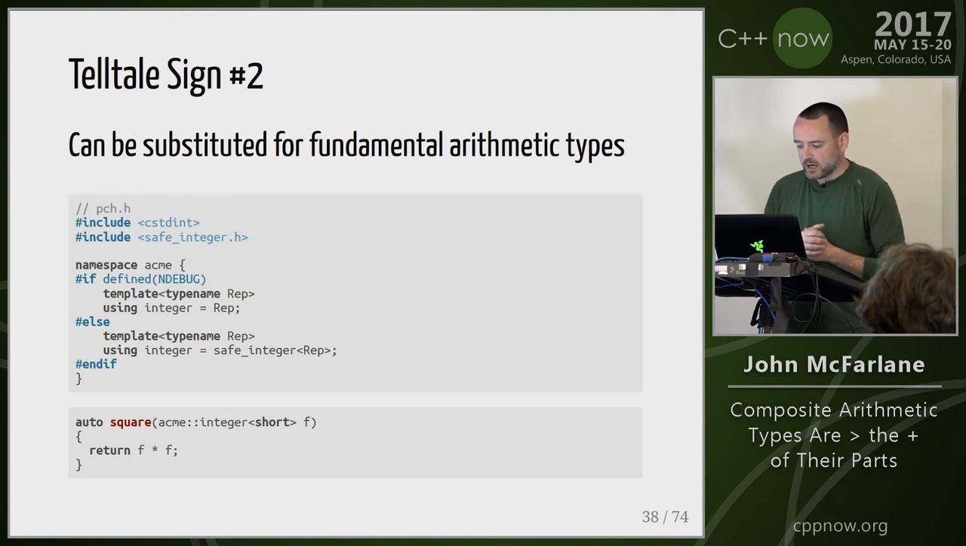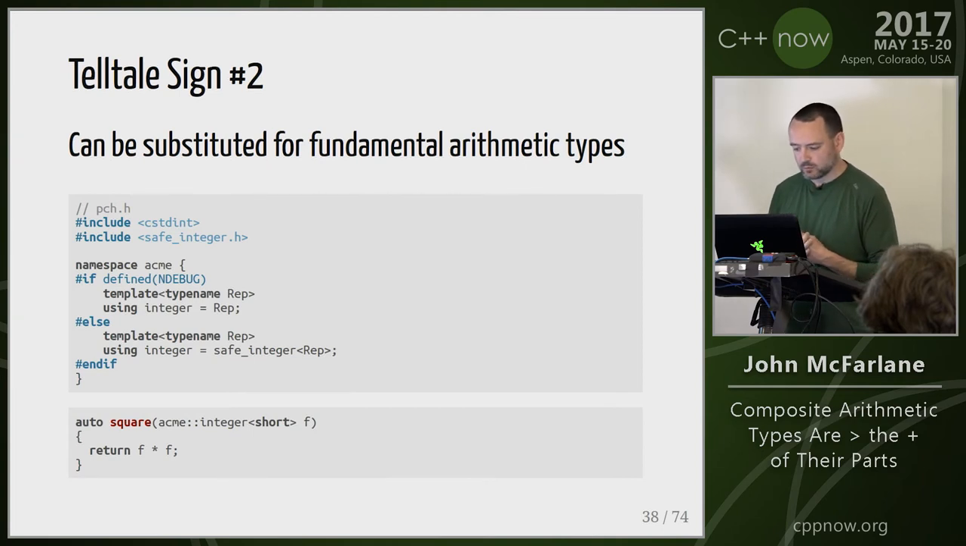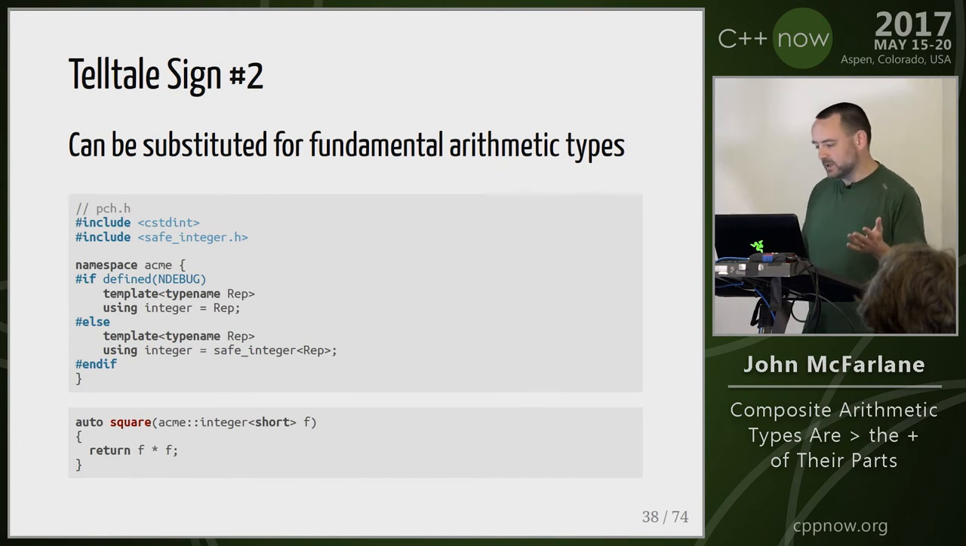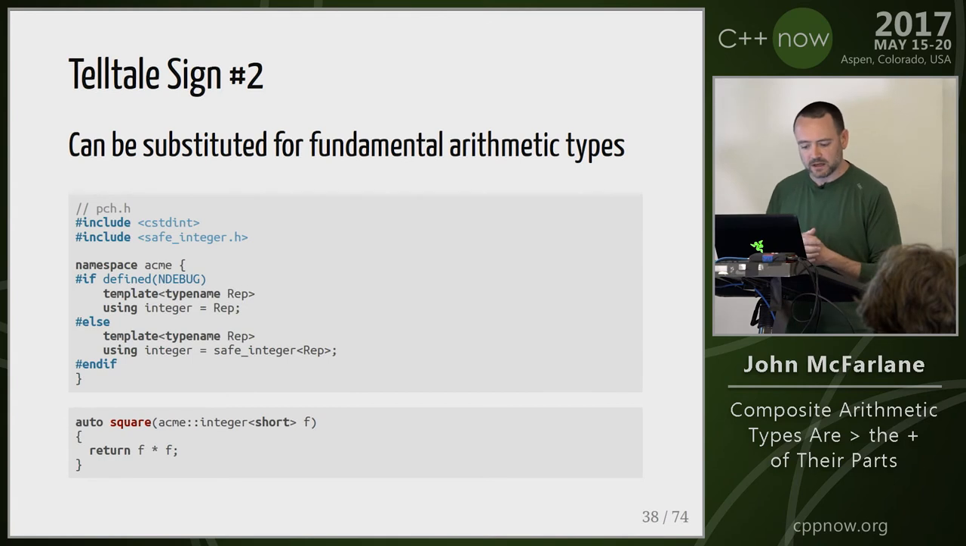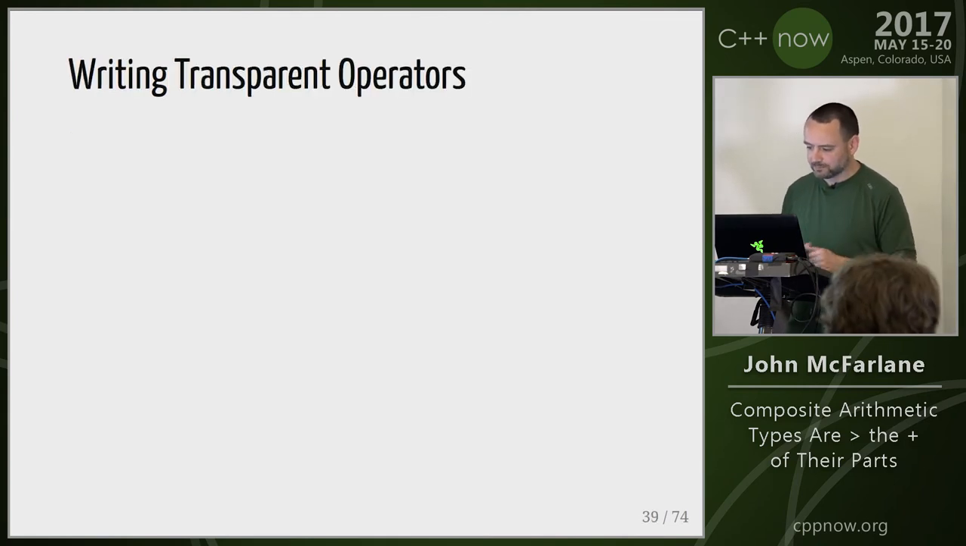Okay, so what happens here? There's a function that's using our integer type. So what is this going to return? Well, it's a bit of an unfair question. You can't possibly answer this without knowing what the multiply operator is. So let's take a look at that.